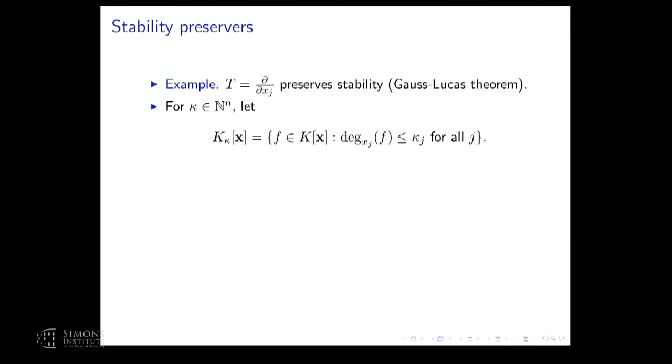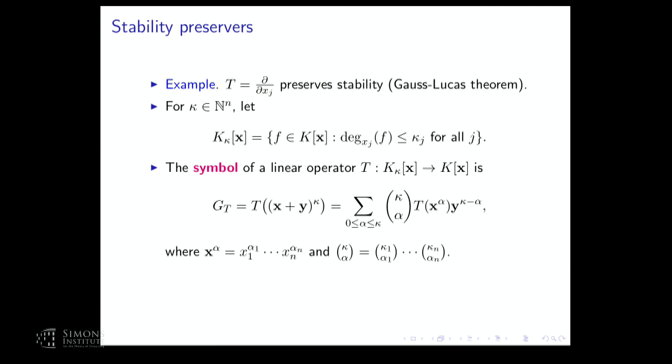And then there's a convenient way to encode the linear operator. If you have a linear operator from this space of polynomials of bounded degree into this space of polynomials, we may encode the operator in this symbol. And of course, you can read off the linear operator from it, since x to the alpha is a basis. So for example, if we take d/dx1, then what we get is just this.